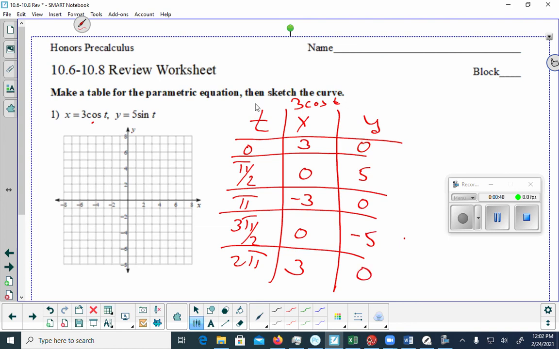Applying those points, I'm going to plot 3, 0, then 0, 5, negative 3, 0, 0, negative 5, and then be back up here. So I'm going to have this ellipse, and then for parametric, I have to remember to put the directional arrows that this ellipse goes in, and that's based on the t that I graphed.